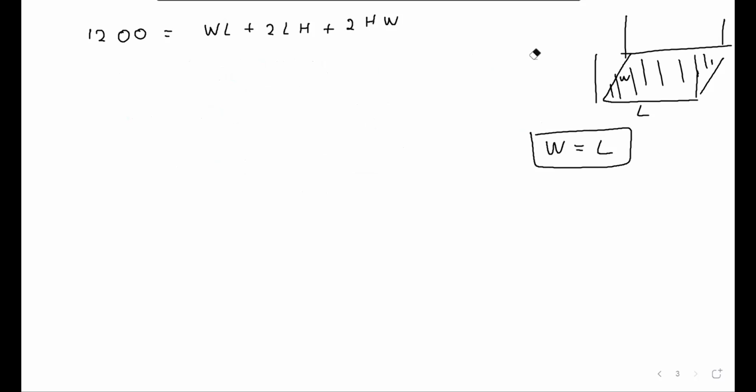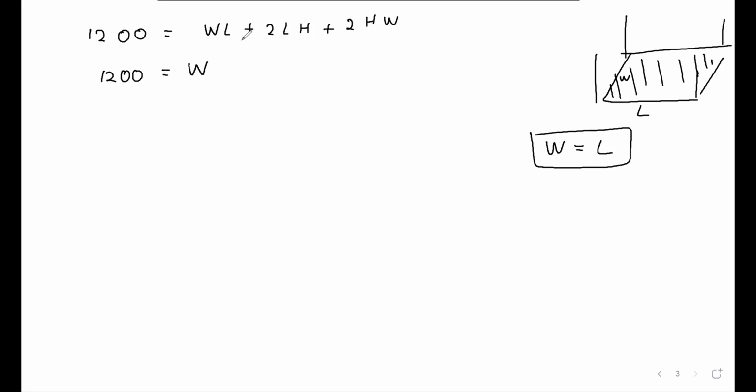So let me erase that. I'm just going to say, you know what, W is equal to L. So let's write the formula here again as 1200 equals, let's get rid of L from the formula.